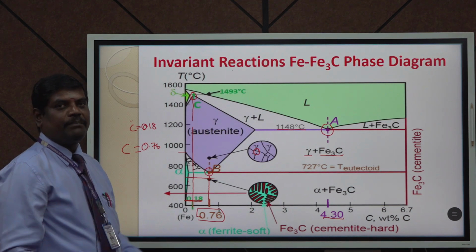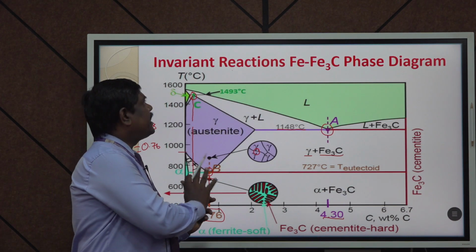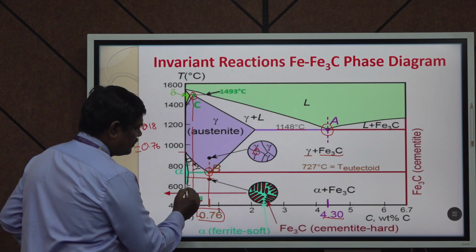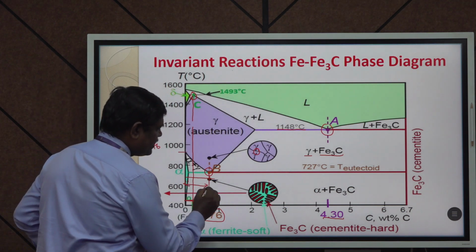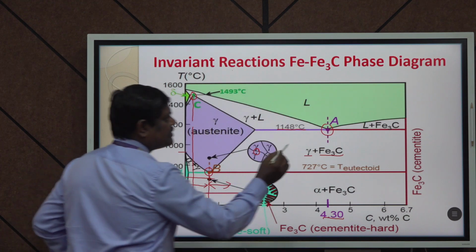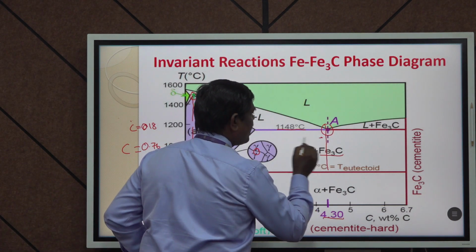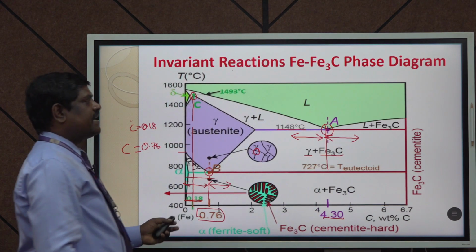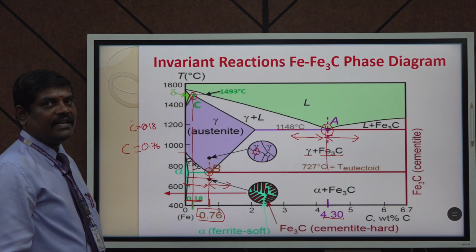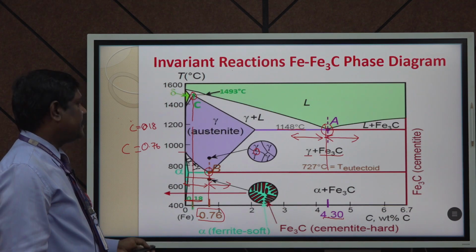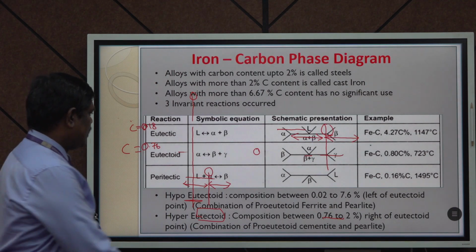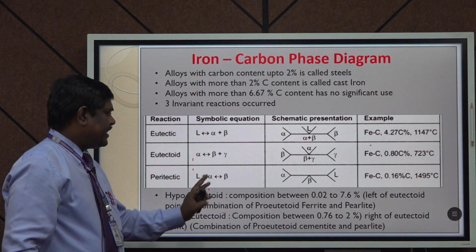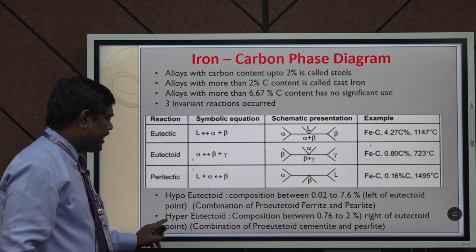Now, I am going to sum up the important highlighted points of this reaction. Here you have a left side region and a right side region. Similarly, for this point also you have a left side region and a right side region. The left side region and right side region we call hypo and hyper eutectoid. So, here we have hypoeutectoid and hypereutectoid.